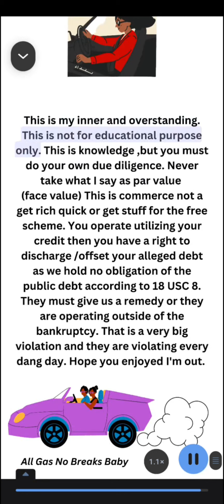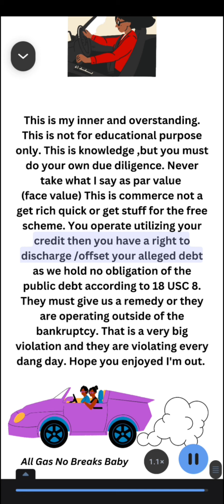What you will need. This is my inner and overstanding. This is not for educational purpose only. This is knowledge, but you must do your own due diligence. Never take what I say at par value, face value. This is commerce, not a get rich quick or get stuff for free scheme.